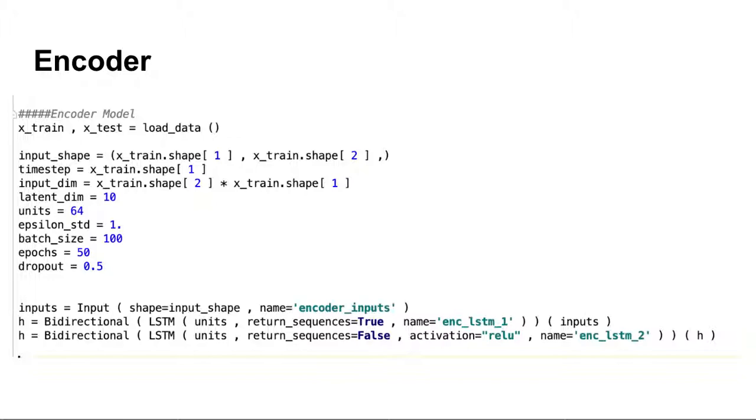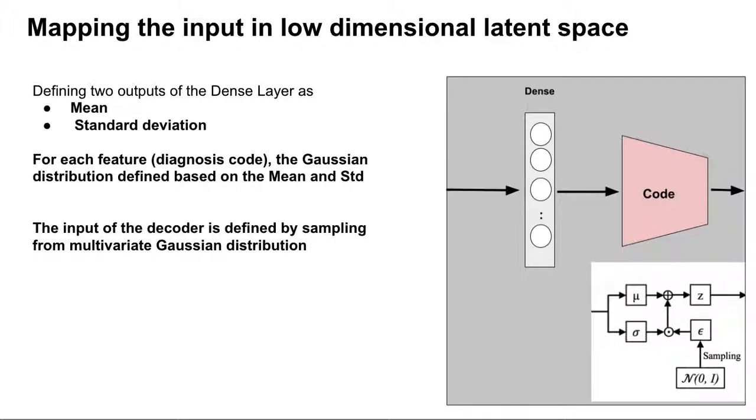And here are the different steps of the code. Before you can see the model, these are the parameters of my model: selecting 10 dimensions for latent dim, batch size 100, 50 epochs, and as you can see, defining my input and also the time step.